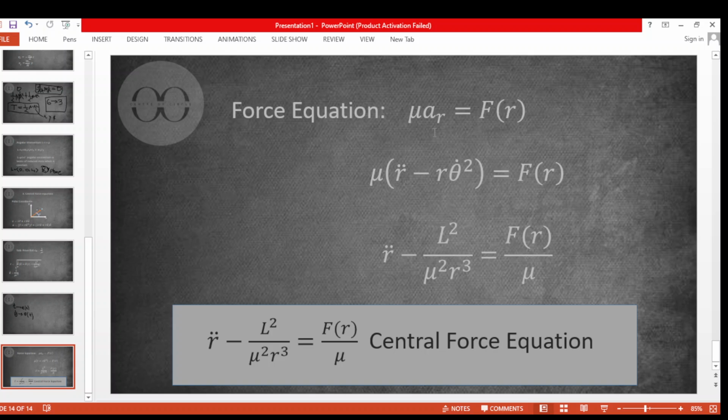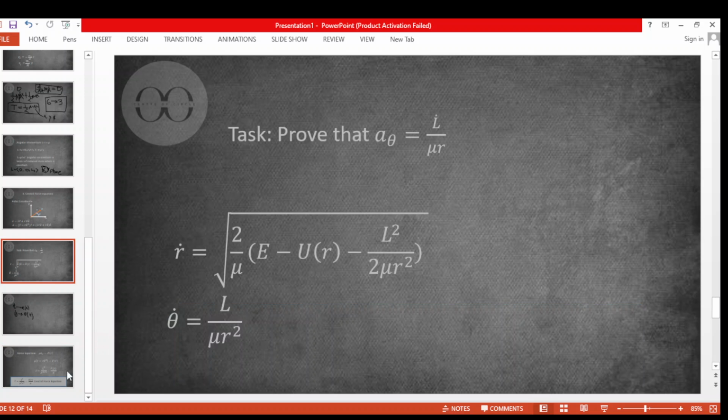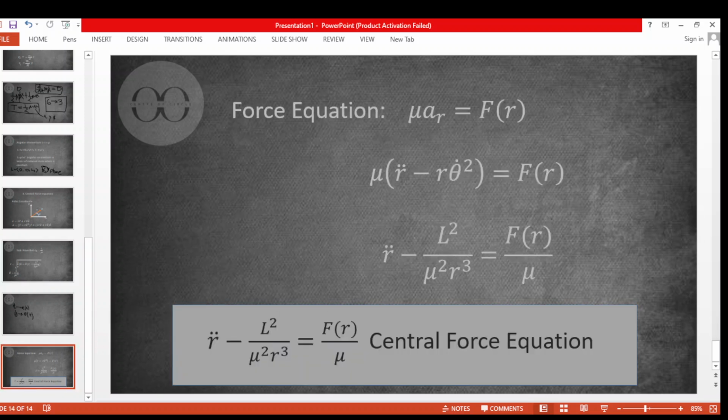So mu a of r equals f of r, where a of r is r double dot minus r theta dot square, and theta dot is L by mu r square. If we substitute it here, then we find L square by mu square r to the power 4, and here this r cancels one r, so it becomes r cube. So finally we found r double dot minus L square by mu square r cube equals f of r by mu. This equation is called the central force equation.